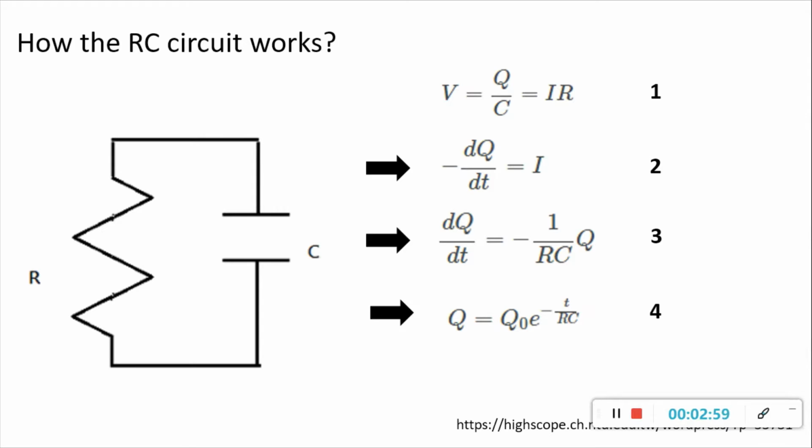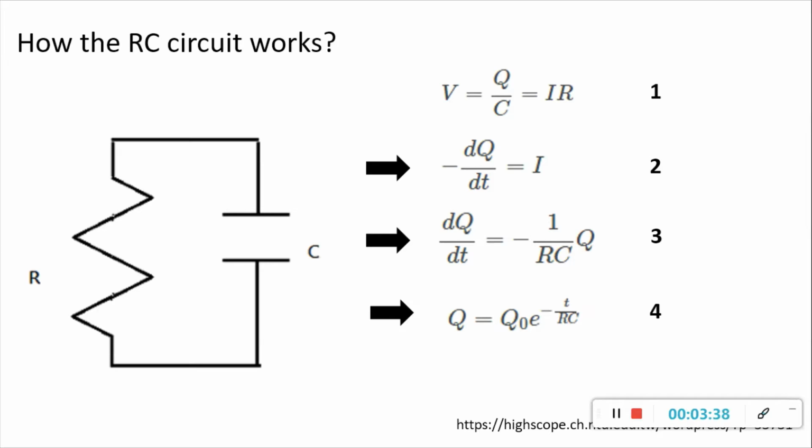We can also observe from this circuit the second equation, that negative dQ over dt equals I, which means the small change of the charge on the capacitor equals the current flowing through the circuit. If we combine the first equation and the second equation, we get a third equation: dQ over dt equals negative 1 over RC times Q. And this is a simple differential equation. We can integrate both sides with respect to t, and we get the last equation.